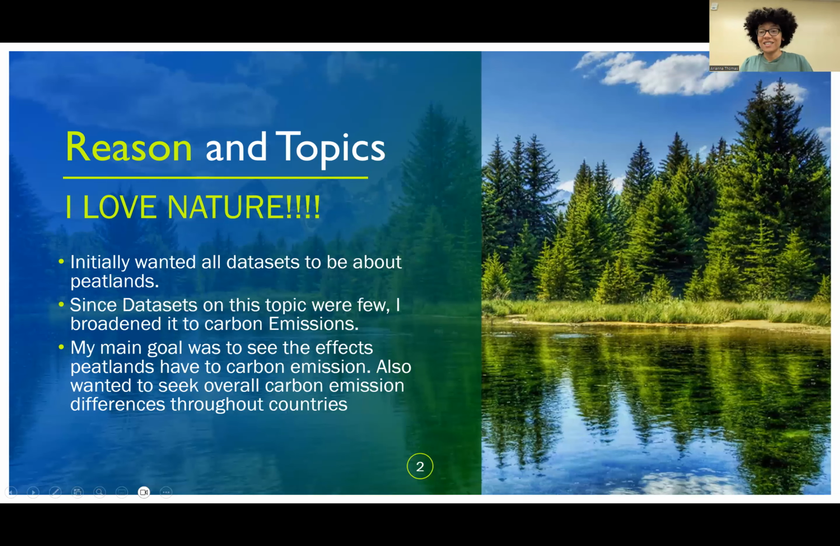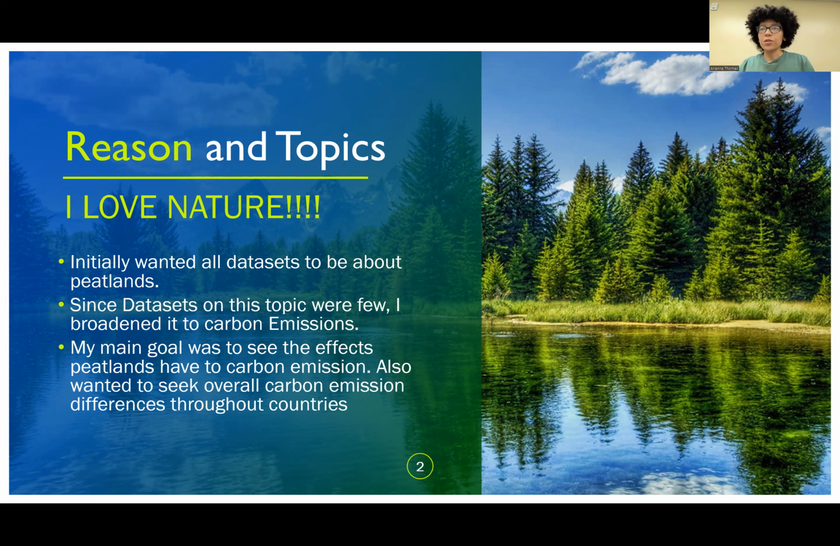Reasons and topics. I love nature. Even got this little globe to show for it. Initially, when I was searching for data sets in general, I really found some on peatlands, which, if you don't know, are lands that are pretty much submerged in water, but not deep like lakes or oceans. If it's too deep, you could not walk in it, but it can range from some water to a little bit.